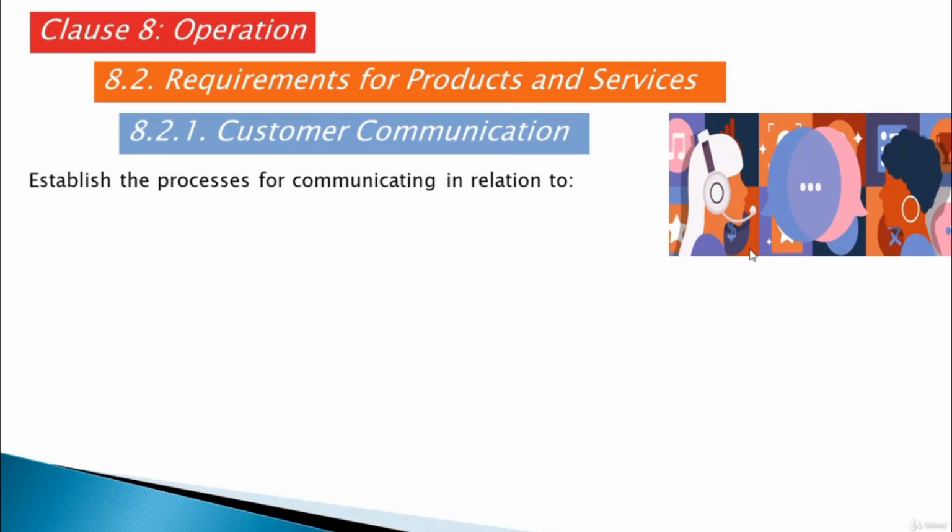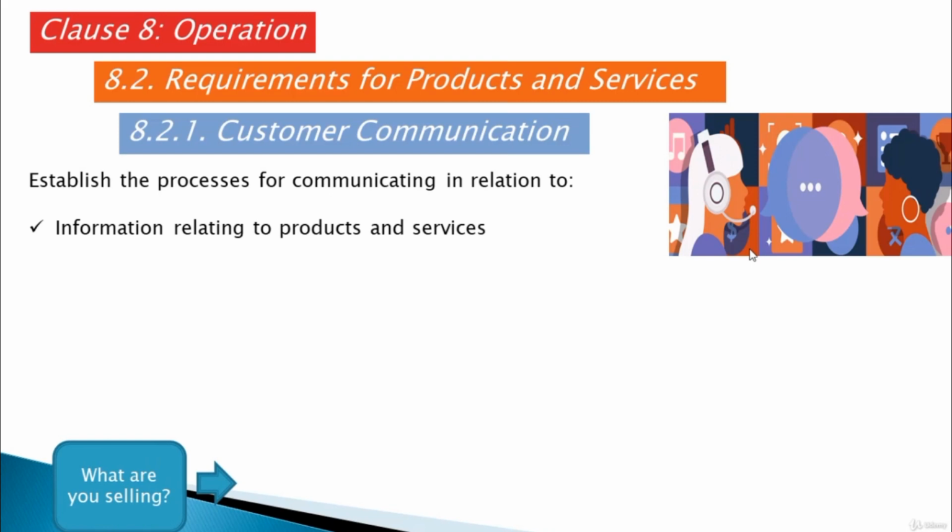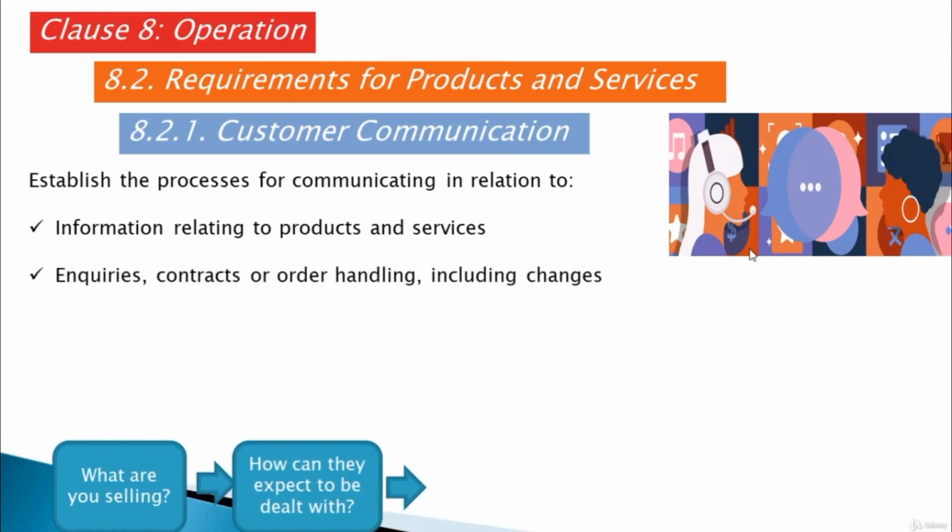The second subclause of clause 8 is requirements for products and services, which is in turn divided into other 4 subclauses or 4 parts. The first one is customer communication, which is basically about how the organization relates to the customer. So the organization needs to establish the processes for communicating in relation to information relating to products and services. Basically, what is the organization selling? And also the inquiries, contracts, or order handling, including changes.